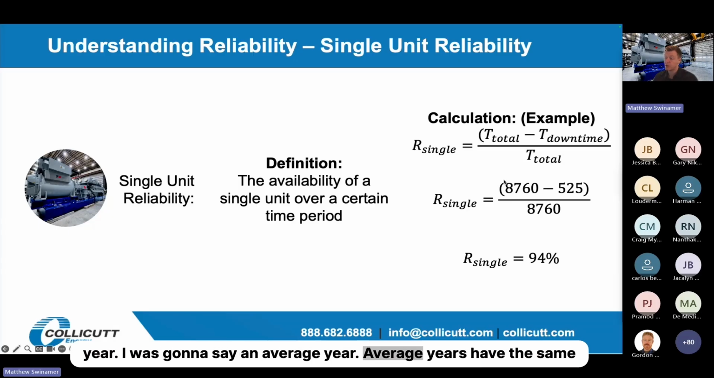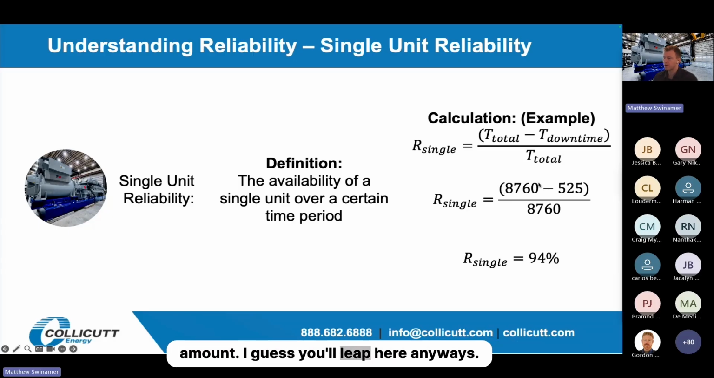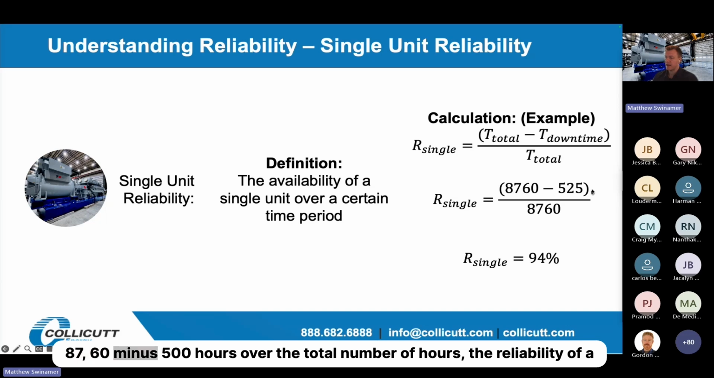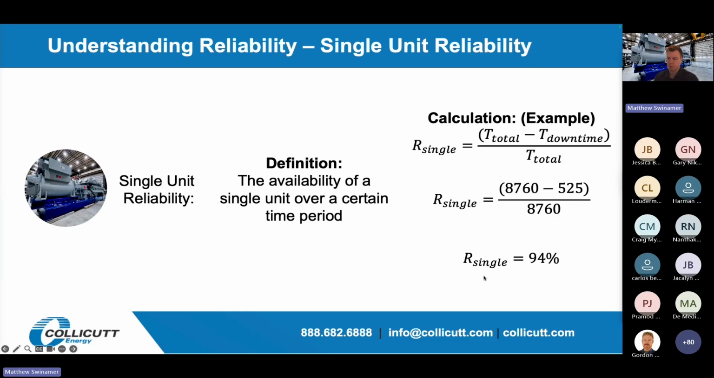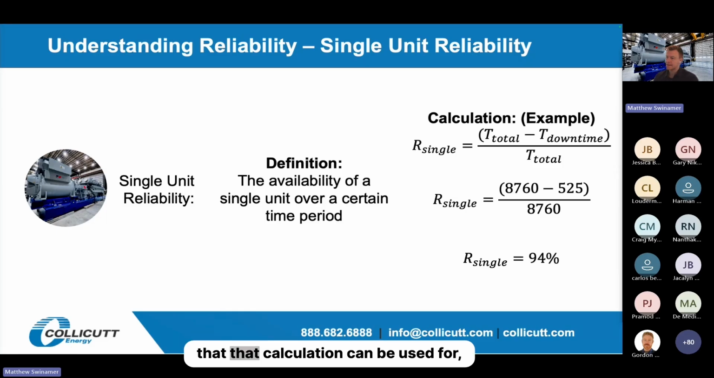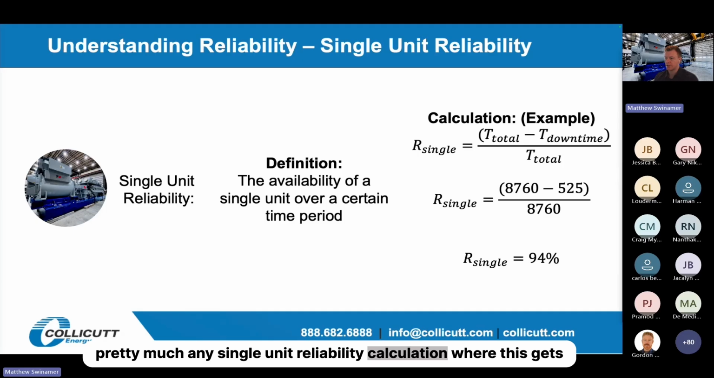I was going to say an average year. Average years have the same amount. I guess you have a leap year. Anyways, 8760 minus 500 hours over the total number of hours, the reliability of a single unit, so the single unit reliability is 94%. Pretty straightforward. That calculation can be used for pretty much any single unit reliability calculation.